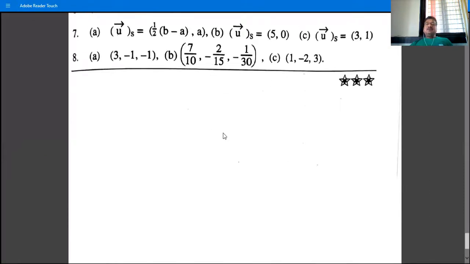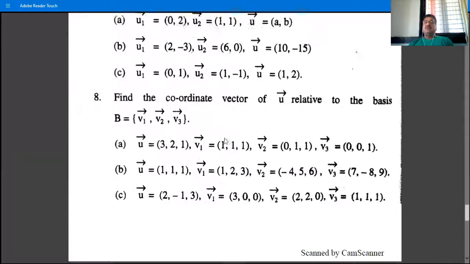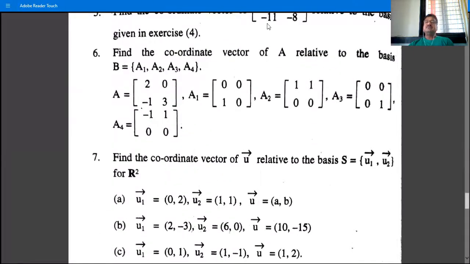So this is about the topic of coordinates and coordinate vectors. We'll see the next topic in the next lecture.